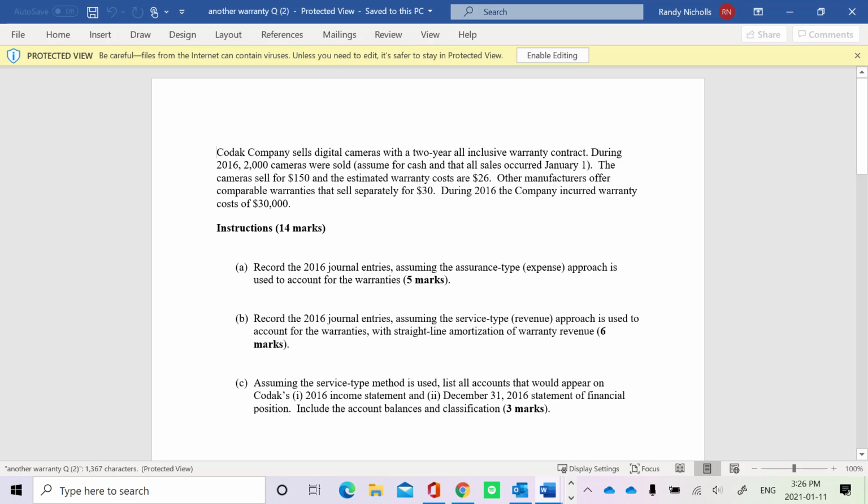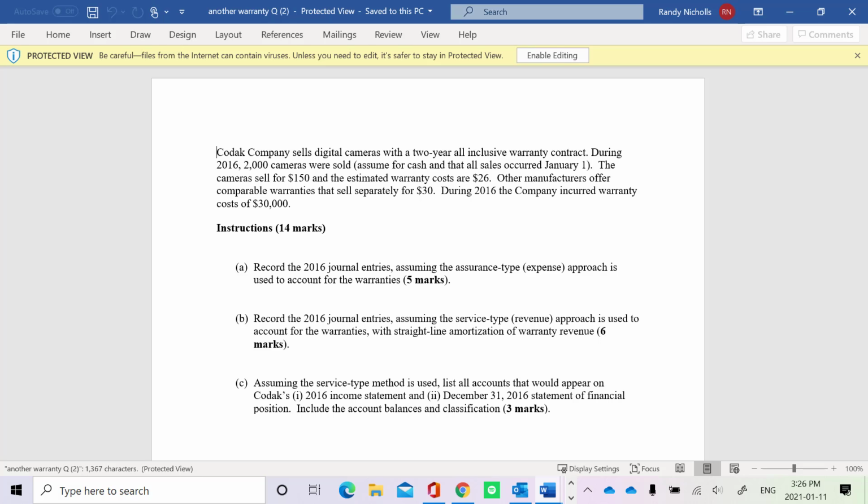There's another warranty question there. Same type of thing, so I welcome you to go through it. This one, we assume all the sales occurred January 1st, I believe, so all that means you're going to have a year of amortization in it. So go through that, basically exactly the same as the first one.